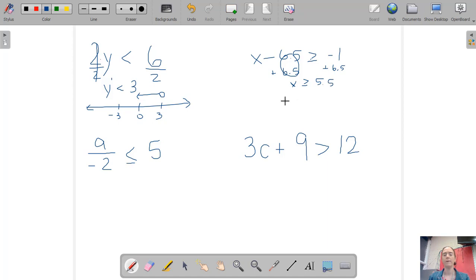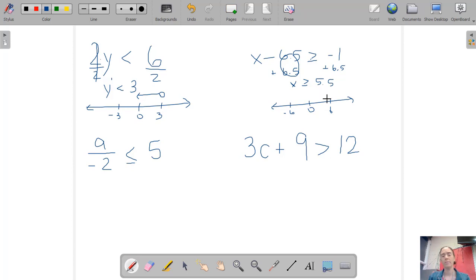5.5. Again, if I graph this, there's my 0. Over here is -6, and then this will be a +6. Because I have an or equal to, that means it can be equal to 5.5 and then anything greater than that.